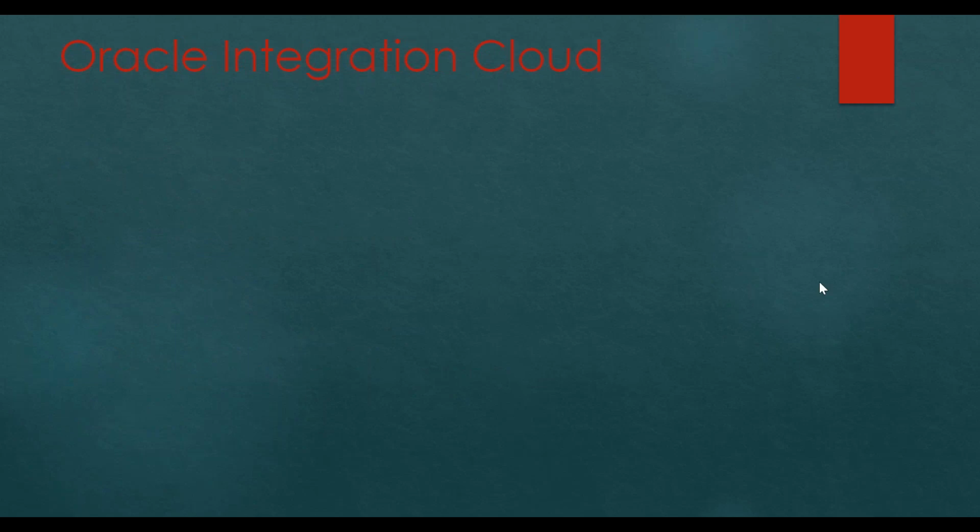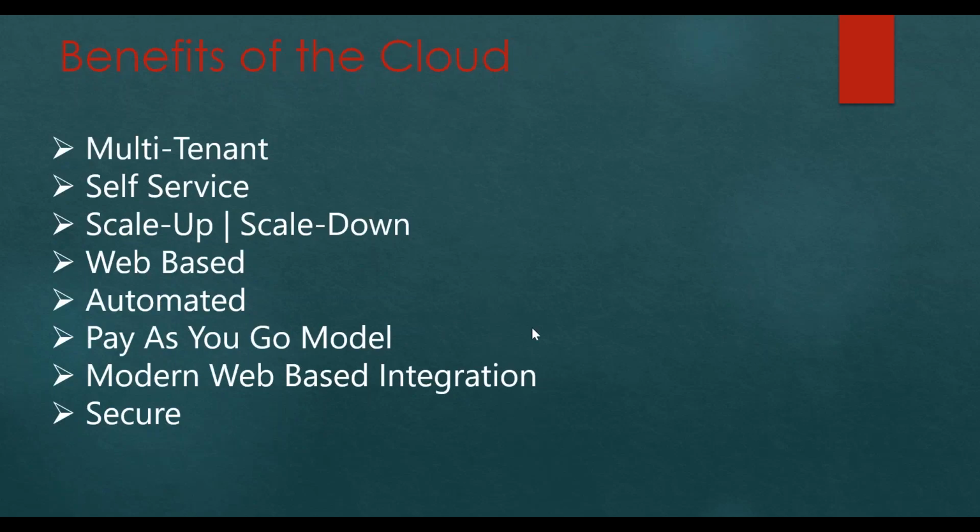What does multi-tenant mean? Multi-tenant is one of the benefits of the cloud. Let's suppose you have Google Drive. This is a single application but used by multiple customers or end users. In the backend a single service runs, but it can be used by multiple customers or multiple users. In the same way, OIC is a single application but can be used by multiple customers at a time. So this is an example of multi-tenant.